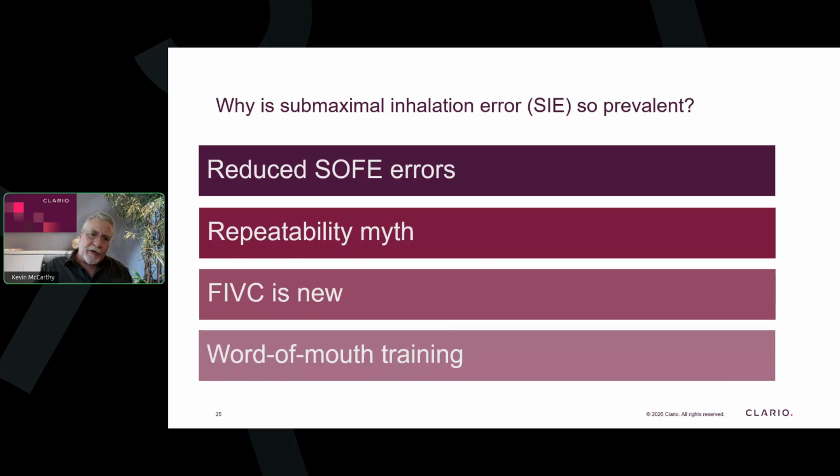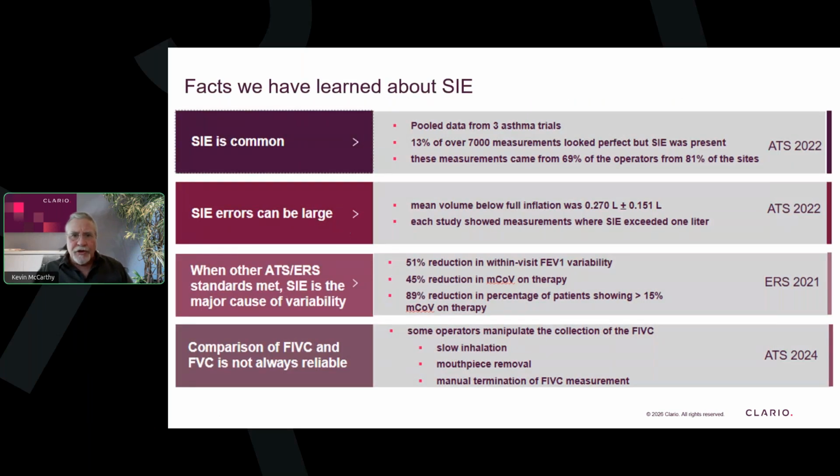And then add to all of this is that spirometry is by and large taught by word of mouth. Joe teaches Bob, teaches Mary. And if Joe has bad technique with respect to coaching to full inflation, then it's likely to be passed on to the others as well. Next slide, please. So this next slide shows a lot of things that we've presented over the years as posters at the various scientific meetings, ATS and ERS. And it's a lot of what we've learned about submaximal inhalation error.